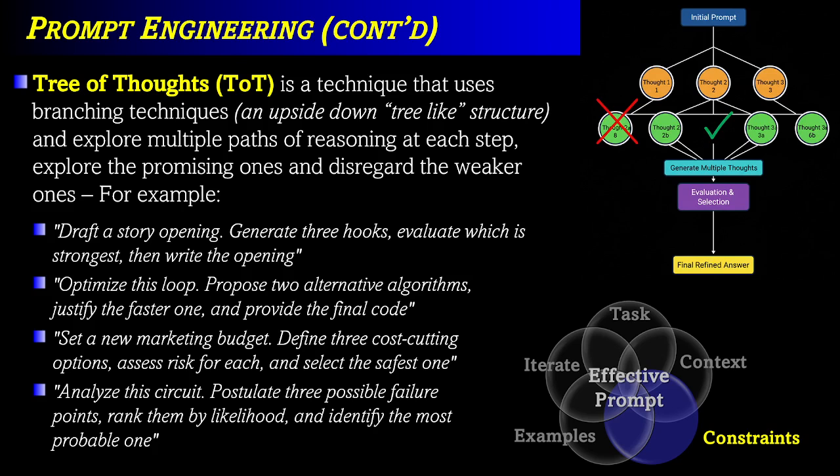Set a new marketing budget. Define 3 cost-cutting options. Assess risk for each, and select the safest one. Analyze this circuit. Postulate 3 possible failure points, rank them by likelihood, and identify the most probable one.